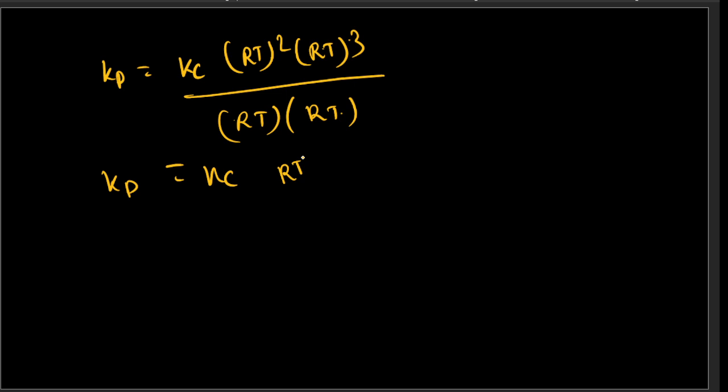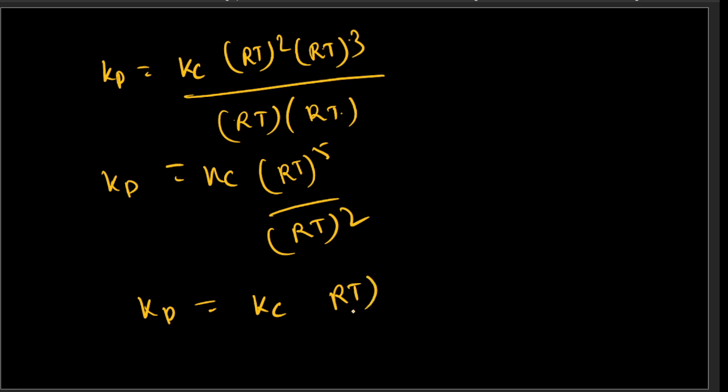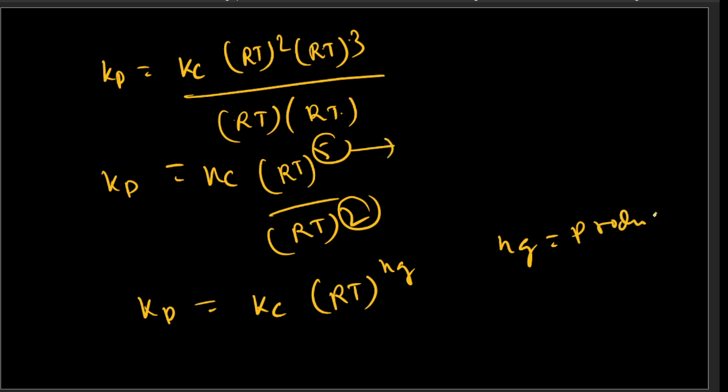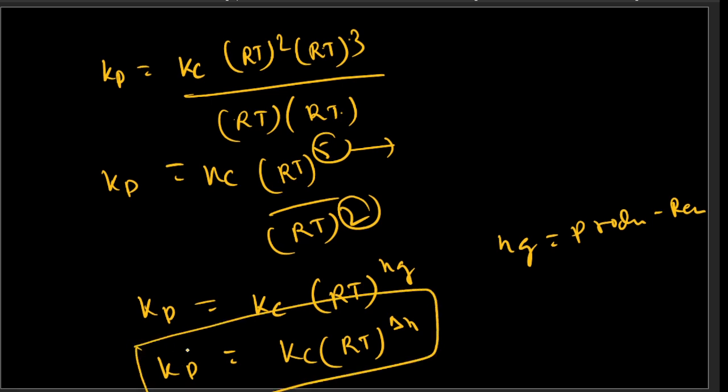So this is RT to the power of product, over RT to the power of reactant. So I can write Δn_g, where Δn_g equals the product moles minus the reactant moles. So Kp equals Kc times RT to the power Δn_g. This is the derivation.